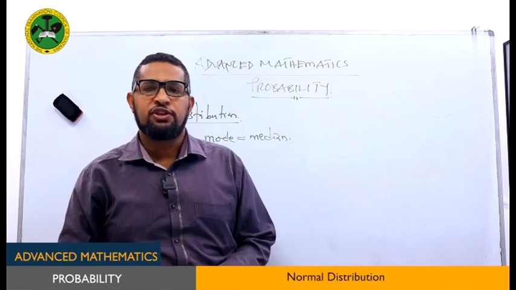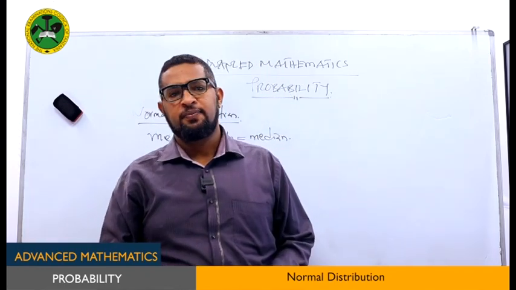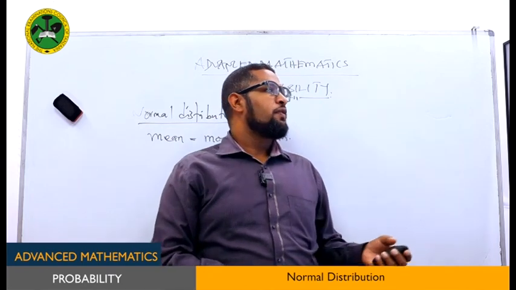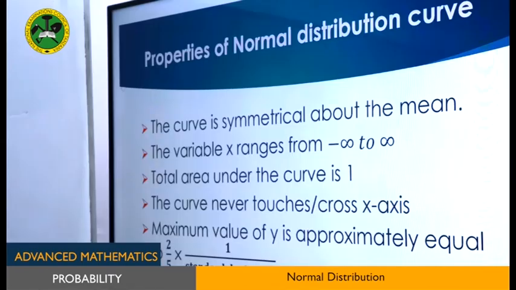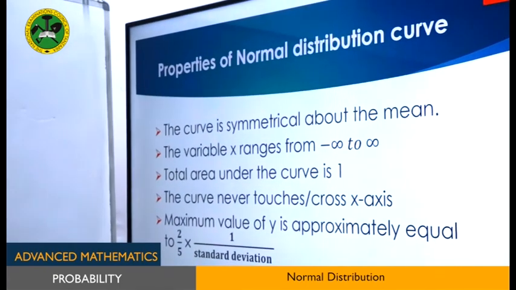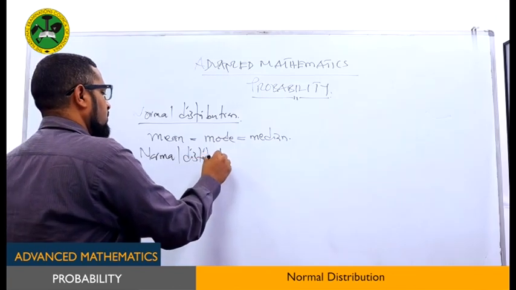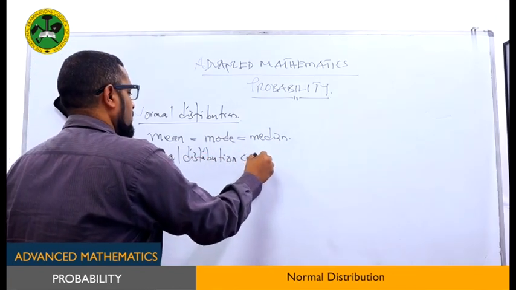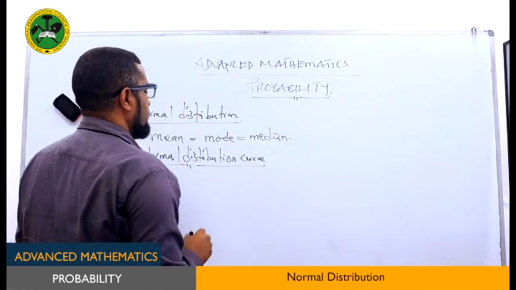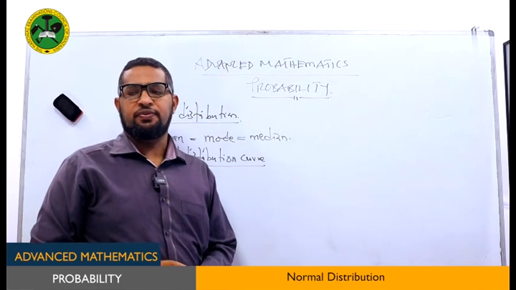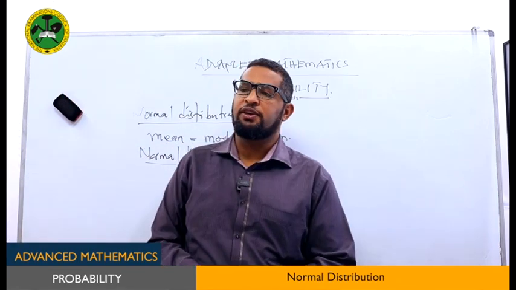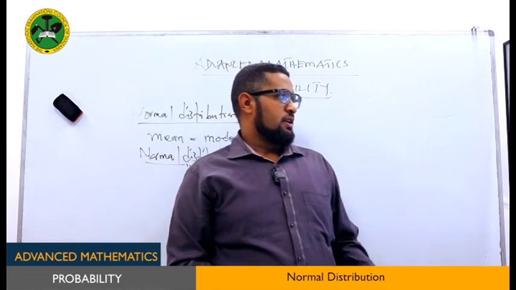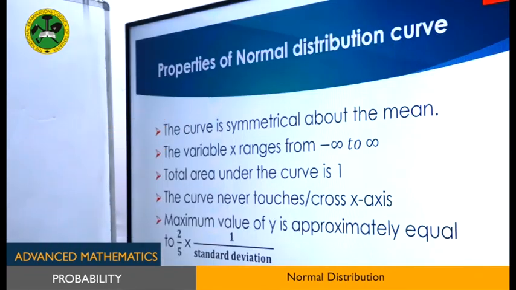But apart from normal distribution, I'm sure you have gone with it in normal classes. Here we're just making revision. We have the so-called normal distribution curve. When we say normal distribution curve, it's the curve having the following properties. The curve is symmetrical about the mean. That is property number one of normal distribution curve.